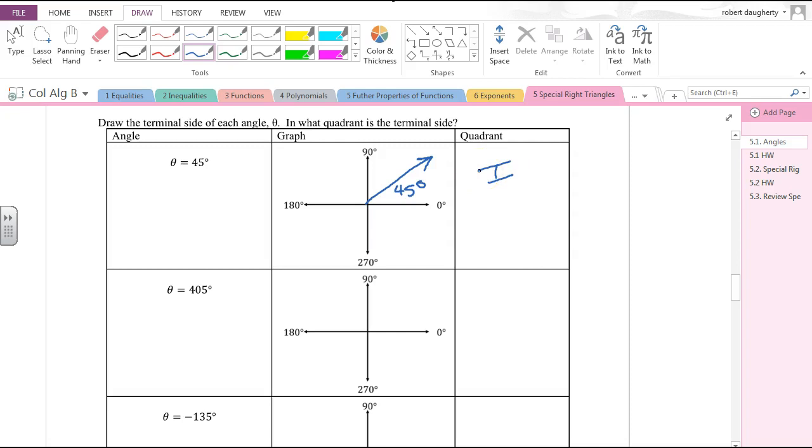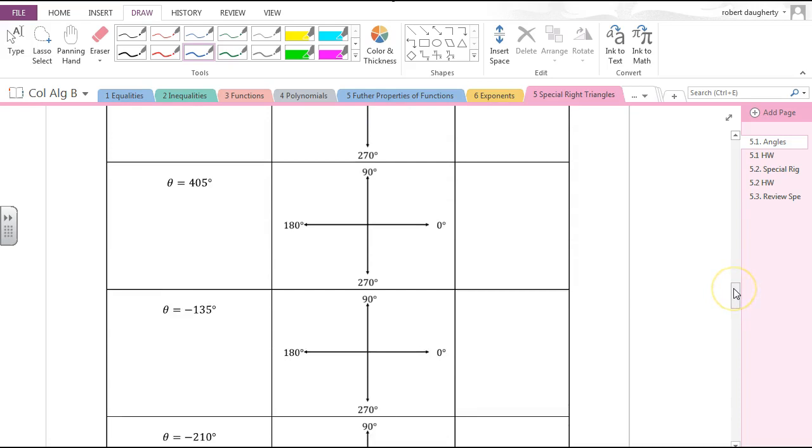405. So to measure a 405, if I go all the way around, one revolution is how many? 360. How much further do I have to go to get to 405? 45 more. So this angle makes one revolution, and then it goes right there. Okay, so that's the 405-degree angle. In what quadrant is the terminal side of that angle? Quadrant 1.